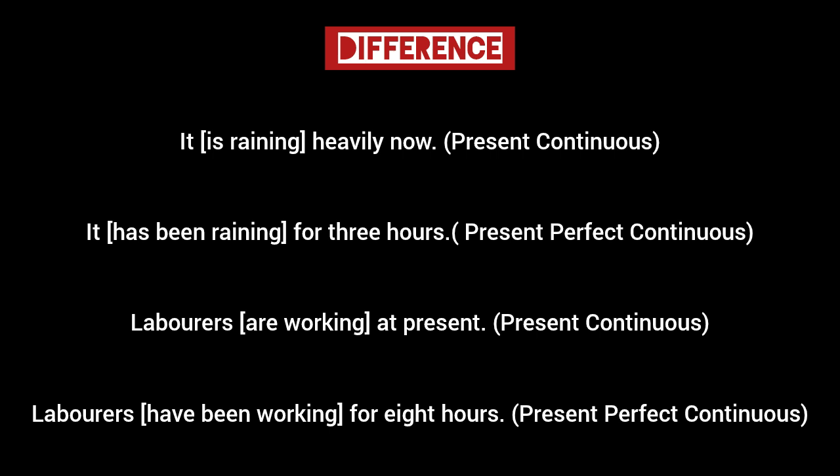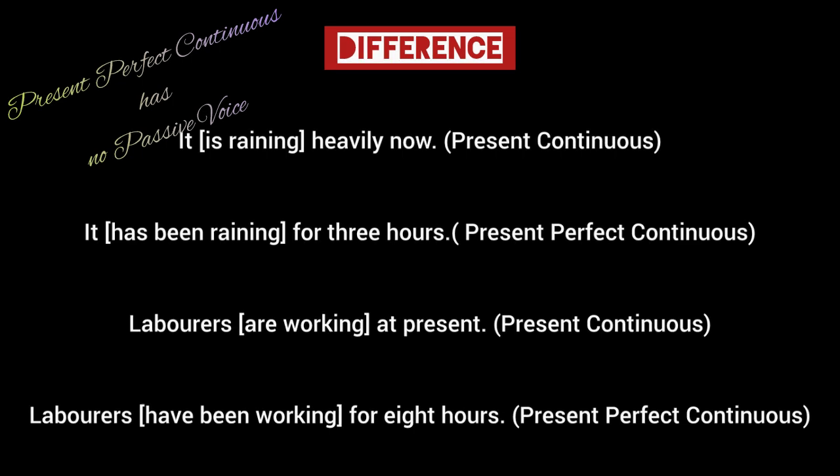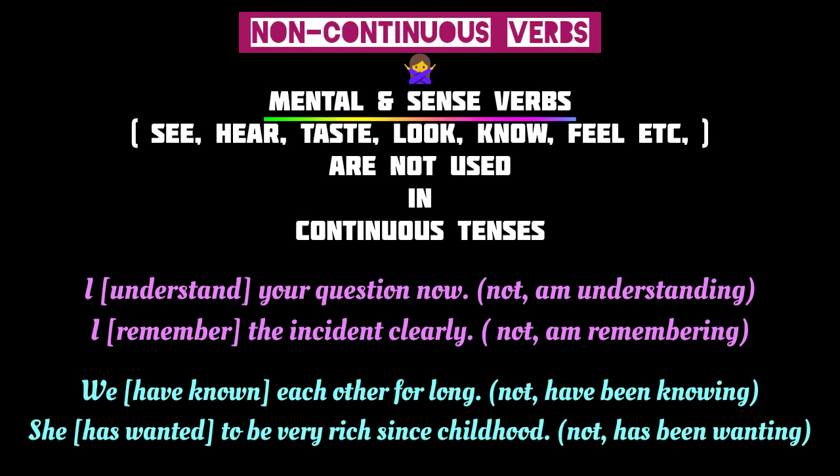Remember, another key difference between the present continuous and the present perfect continuous is that while the present continuous can be used in the passive voice, the present perfect continuous cannot be used in the passive voice. Last but not the least, mental and sense verbs or sensory verbs that describe our senses are also called non-continuous verbs. Why? Because these verbs like to see, to hear, to taste, to look, to know, to understand, etc. cannot be used in continuous or progressive tenses. Obviously, we cannot use any of these verbs either in present continuous or in present perfect continuous tense.